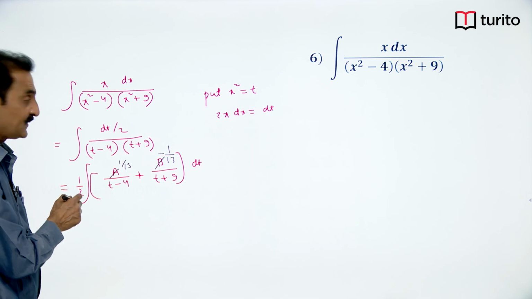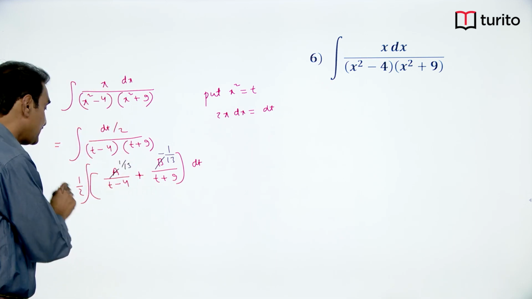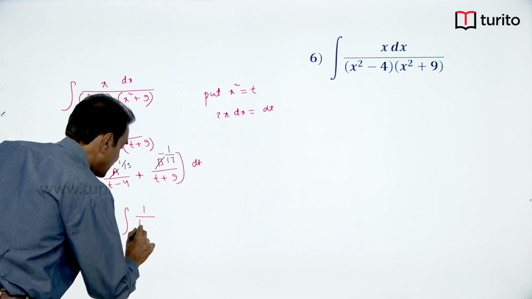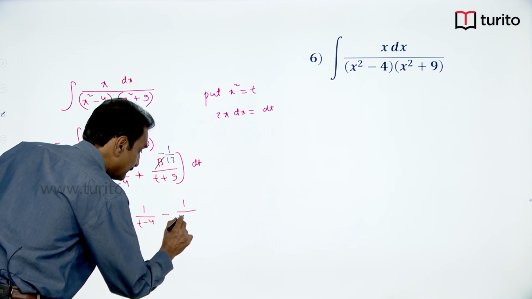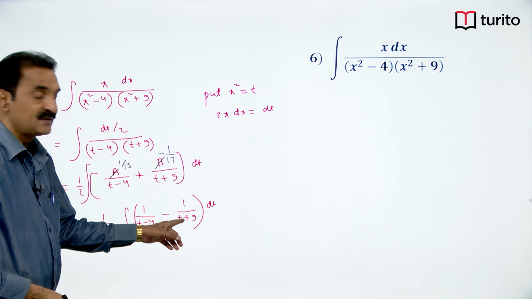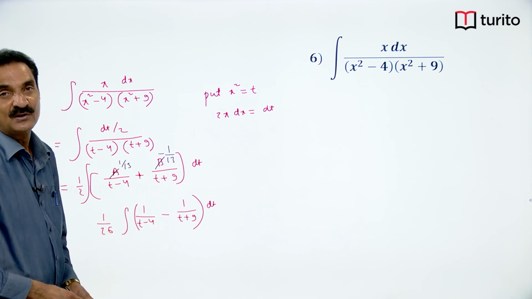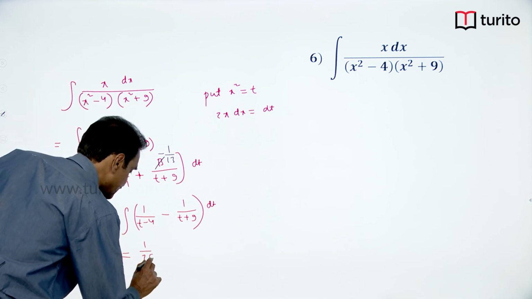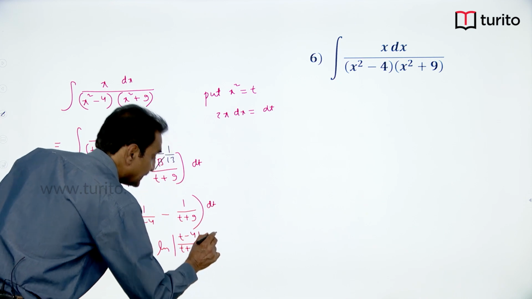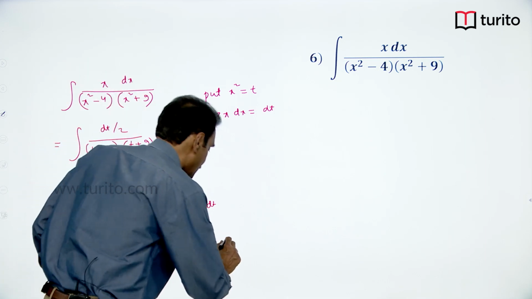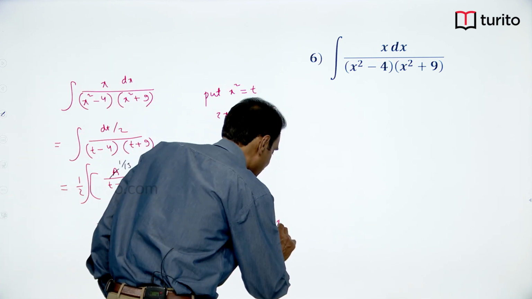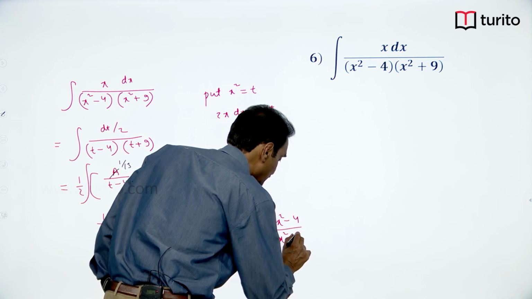So, we can take 1 by 13 common. Taking 1 by 13 common, 1 by 13 into 1 by 2, 1 by 26 into integral 1 by t minus 4 minus 1 by t plus 9. Integral of 1 by t minus 4 is log mod t minus 4 and this is log mod t plus 9. Log a minus log b is log a by b. So, you will get 1 by 26 log mod t minus 4 by t plus 9 plus c. Substitute t as x square. So, final answer is 1 by 26 log mod x square minus 4 by x square plus 9 plus c.